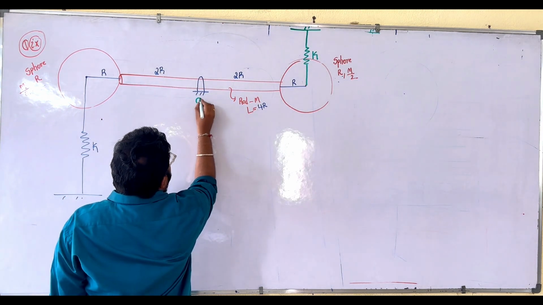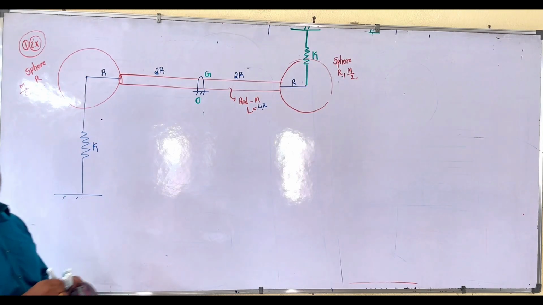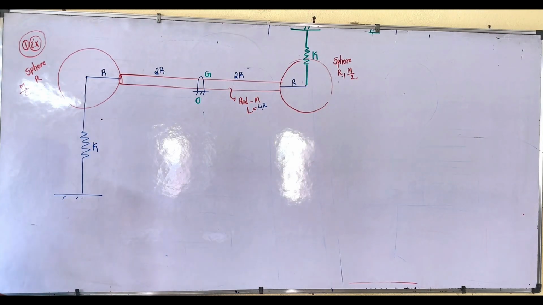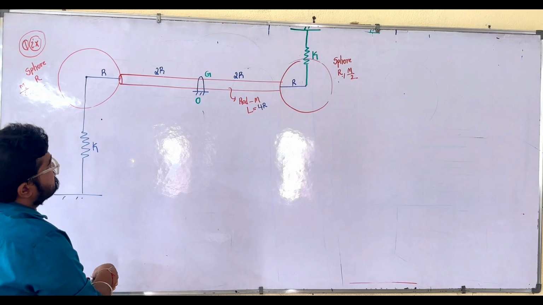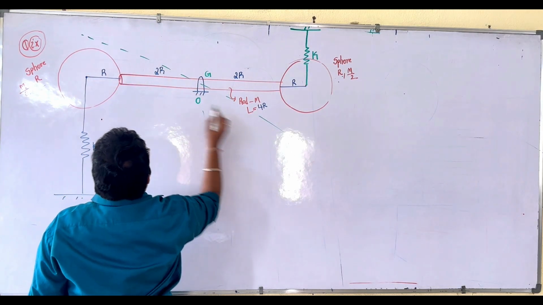Here O and G coincide. The disturbing point and G, the center of gravity, have equal mass, so the center of gravity will coincide here. This is the center of gravity of the entire system.